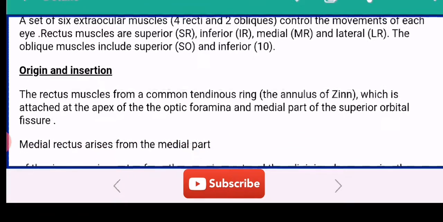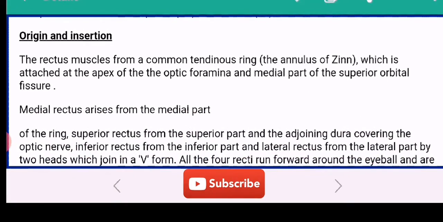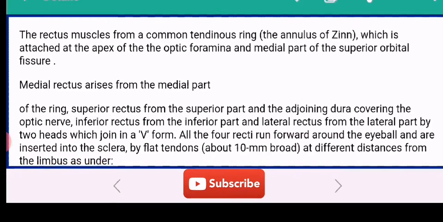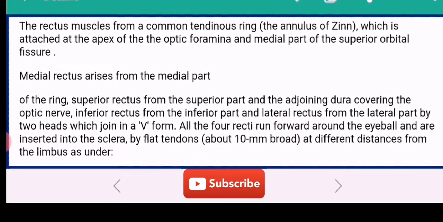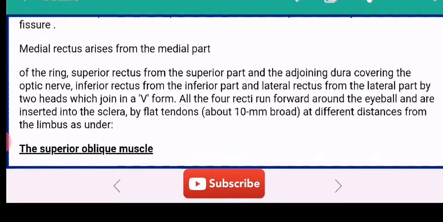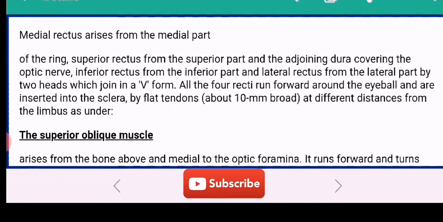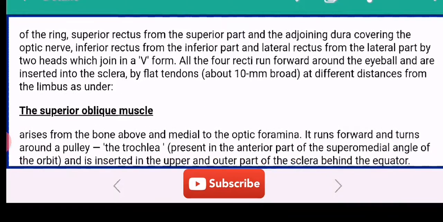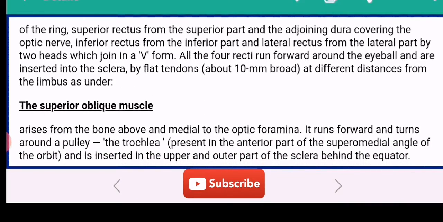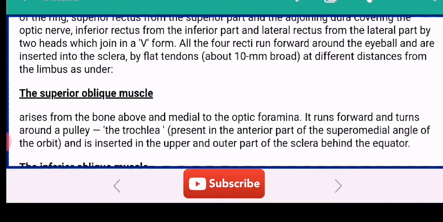Origin and insertion. The rectus muscles arise from a common tendinous ring, the annulus of Zinn, which is attached at the apex of the optic foramina and medial part of the superior orbital fissure. Medial rectus arises from the medial part of the ring, superior rectus from the superior part and the adjoining dura covering the optic nerve, inferior rectus from the inferior part and lateral rectus from the lateral part by 2 heads which join in a V form.